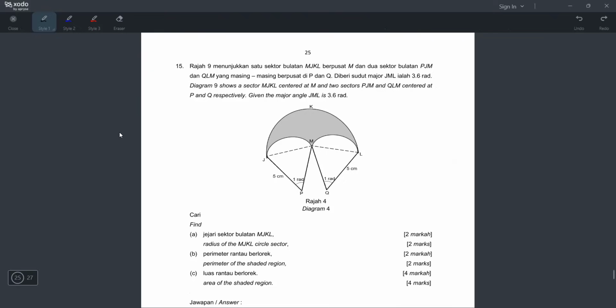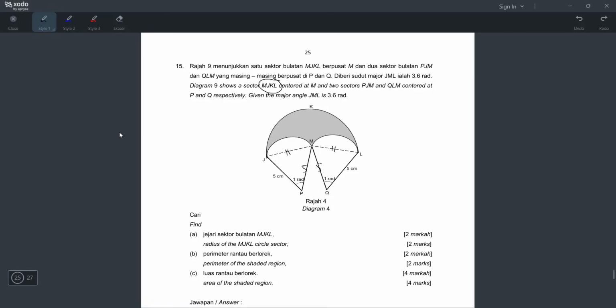And then another one is QLM, center at Q. QLM also a sector, center at Q. Okay. It means this is 5, because this is radius 5, right? Yeah. And then they say given the major angle JML is 3.6. Oh, don't forget these two are the same length. I already explained just now because they say MJKL is a sector center at M. So if MJKL is a sector center at M, definitely this is the radius, they have the same length, right?